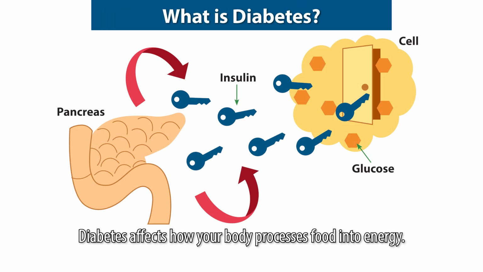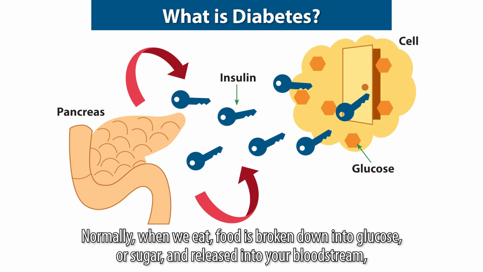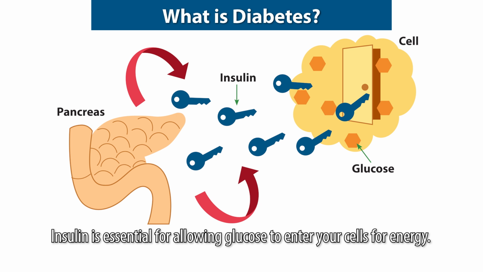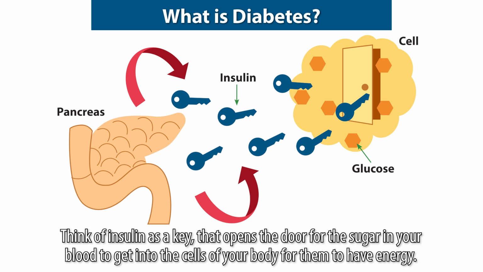Diabetes affects how your body processes food into energy. Normally, when we eat, food is broken down into glucose or sugar and released into your bloodstream, which signals your pancreas to release insulin. Insulin is essential for allowing glucose to enter your cells for energy. Think of insulin as a key that opens the door for the sugar in your blood to get into the cells of your body for them to have energy.